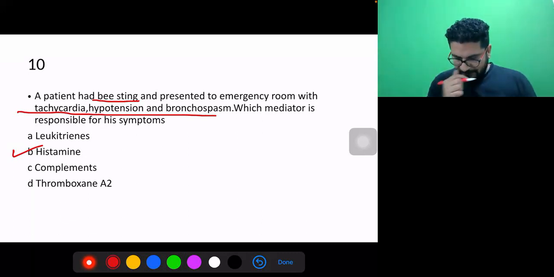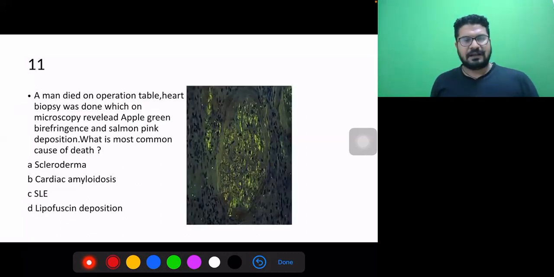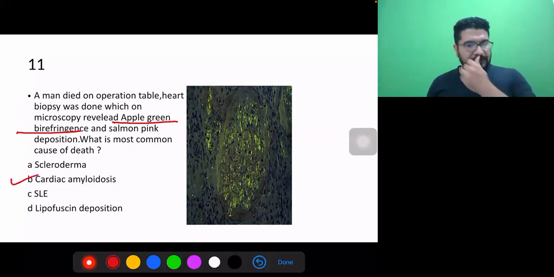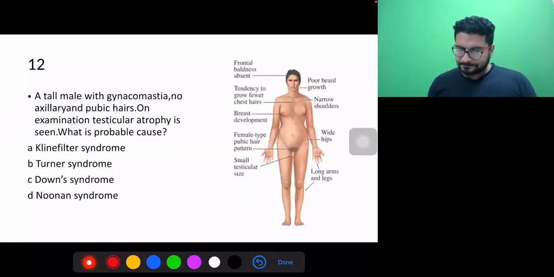Coming to the next question: a man died on the operation table, and a heart biopsy was done. Again, a big looking question. But by looking at this image, which you can see in almost every set of notes, every teacher will tell you this. The classical hint given is apple green birefringence. This is suggestive of amyloidosis. In cardiac amyloidosis, generally we see ATTR type of amyloidosis, that is transthyretin amyloidosis.